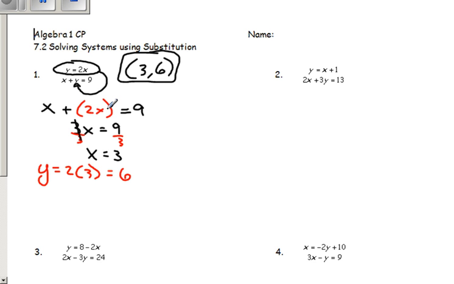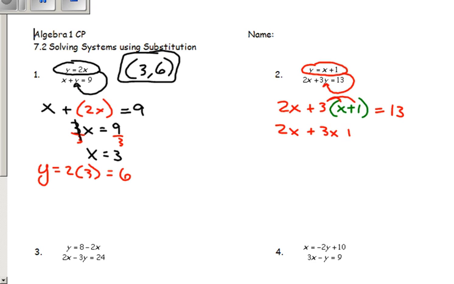Okay, so number 2, again, we ask ourselves, do I have any letter by itself? Well, yeah, I have y equals x plus 1. So what I do is I replace this in for that y. So 2x plus 3 times x plus 1, again, because y equals x plus 1, equals 13. I'm going to go ahead and distribute that 3. So 2x plus 3x plus 3 equals 13.